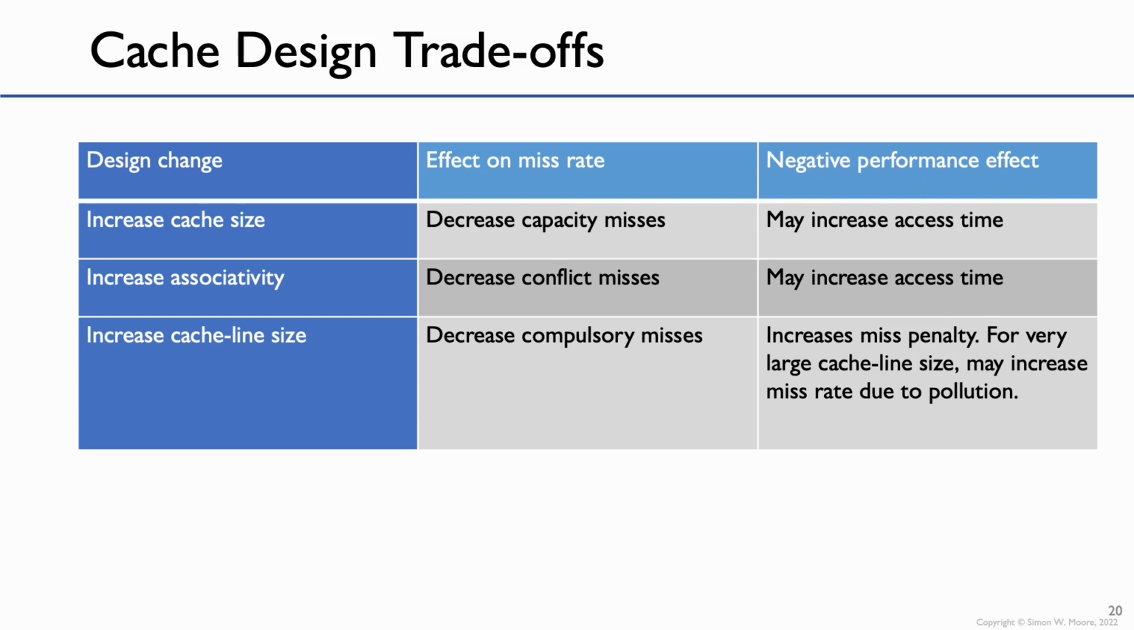We could increase the cache line size without actually increasing the size of the cache itself. So in other words, if we increase the cache line size, we have fewer cache lines in the cache. That's likely to decrease compulsory misses because we tend to get better spatial locality. However, it increases the miss penalty. For very large cache line sizes, it tends to take longer to populate the cache lines, and that's also a problem.